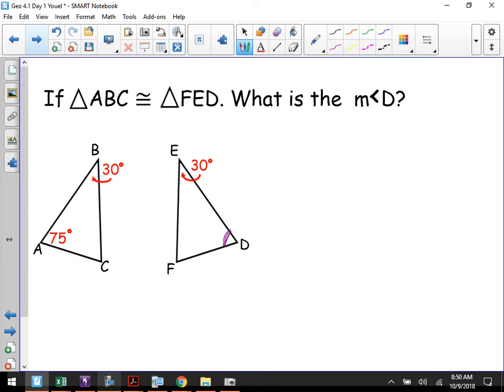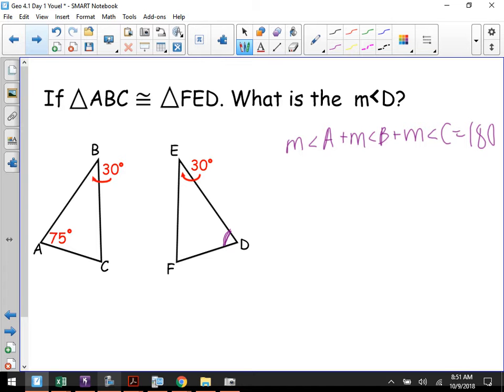Yep. And it's because what angle are we trying to find the measure of? D. And what is D congruent to? Yep. So if we solve for angle C, then we know that C is congruent to D. So once we have the measure of angle C, then we will have the measure of angle D. Okay? So using that triangle sum theorem, we know that the measure of angle A plus the measure of angle B plus the measure of angle C is going to equal 180 degrees.